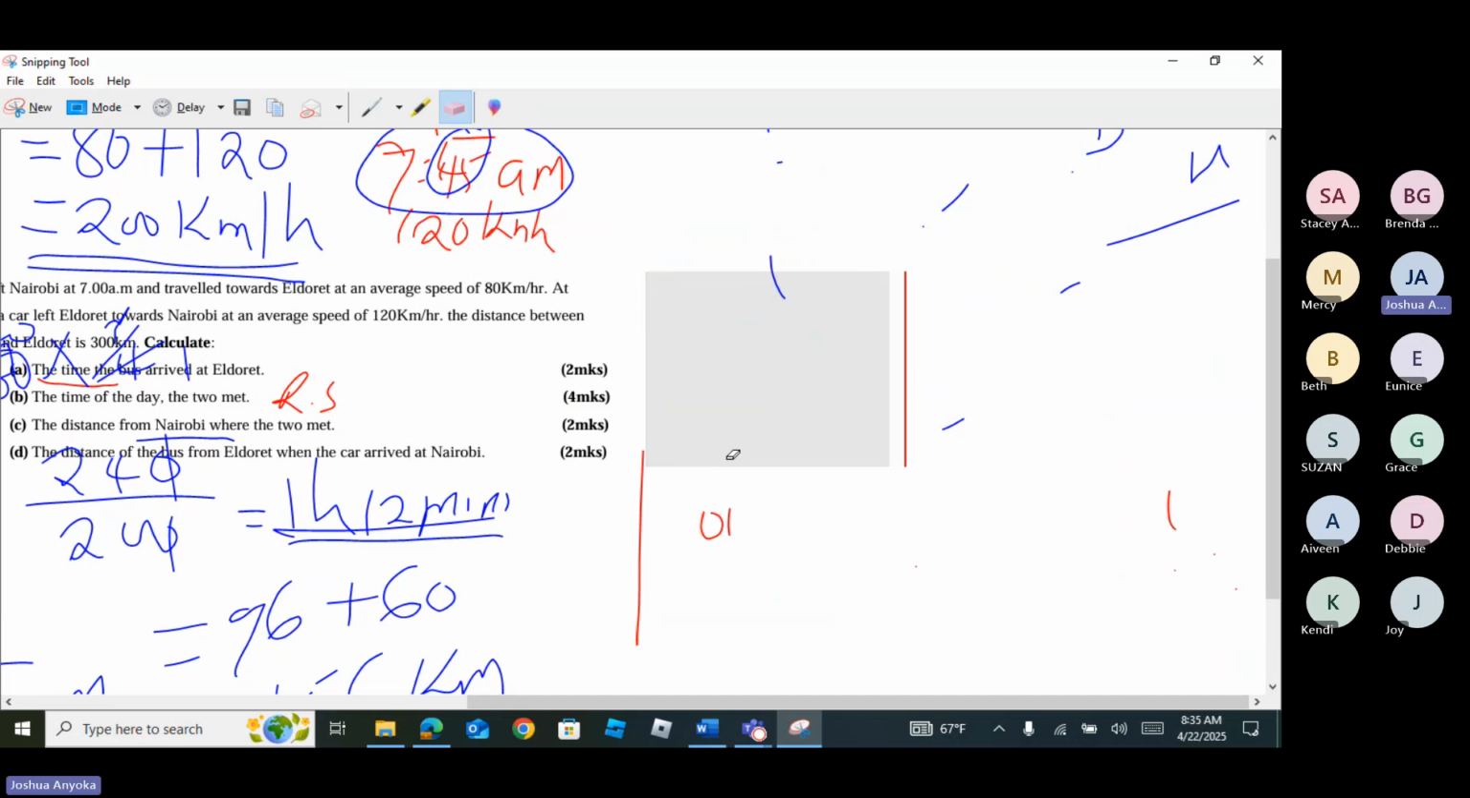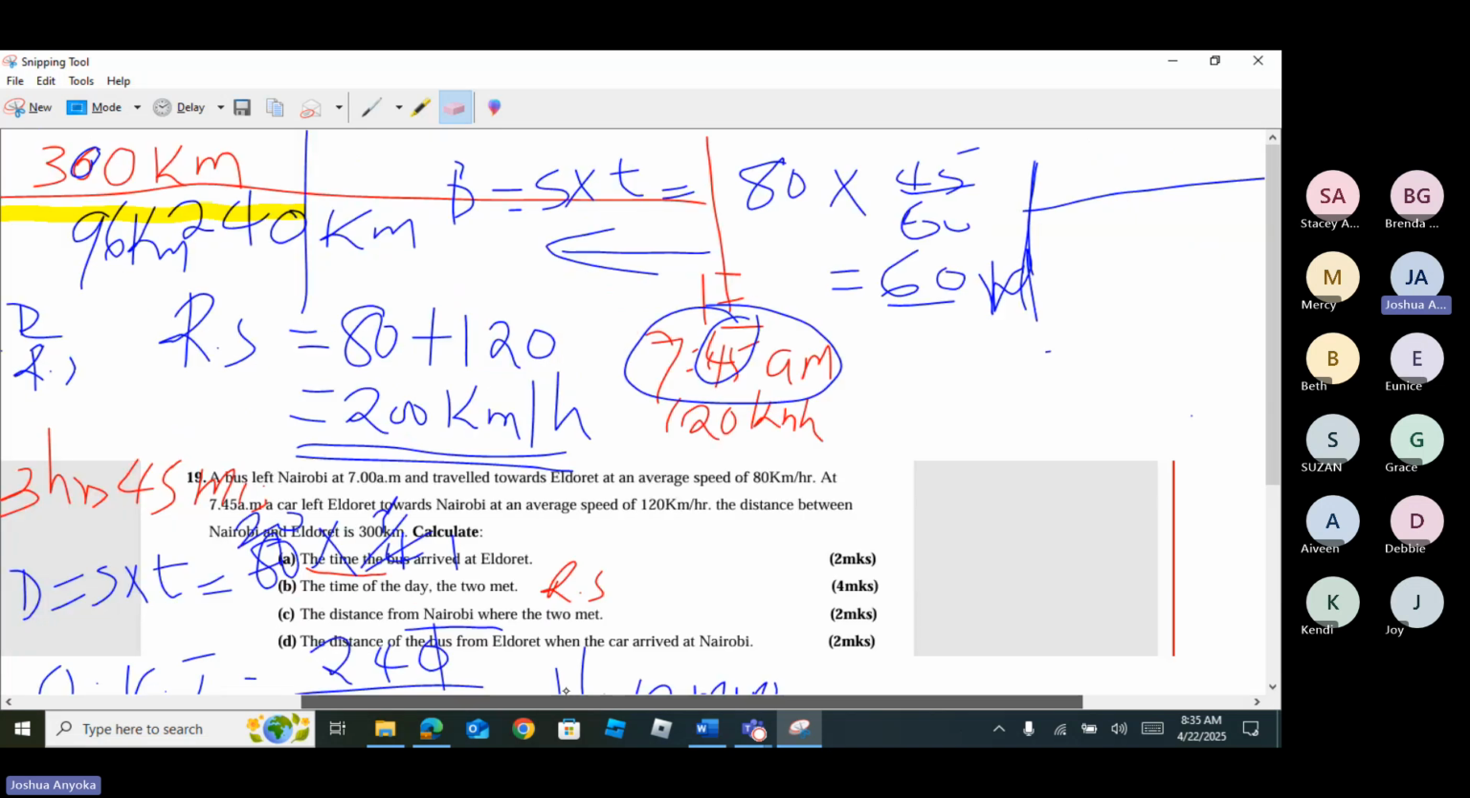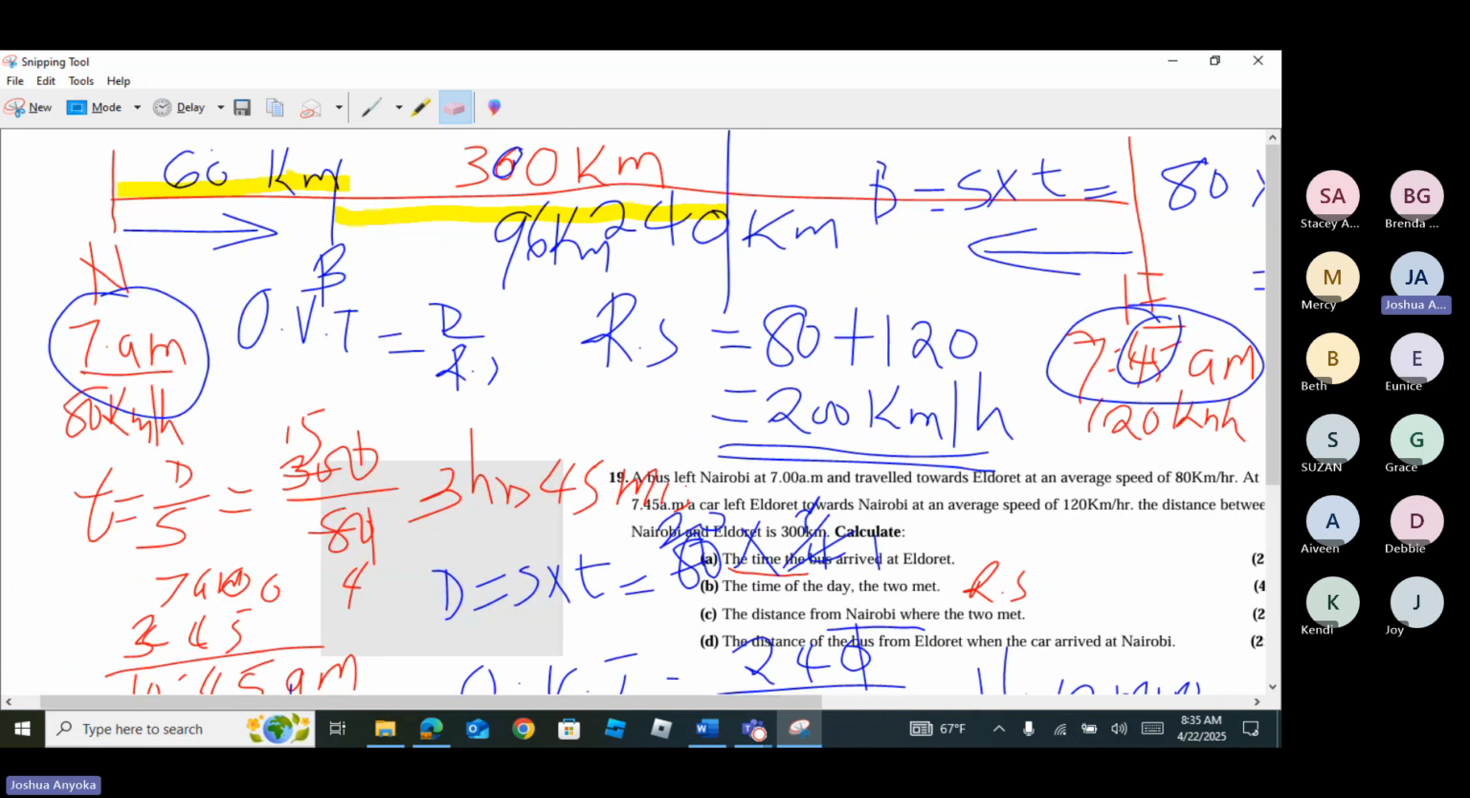Let's get back to our original diagram so that we can draw it. In our original diagram, the bus started from Nairobi at 7 a.m. It covered some distance of 60 kilometers in 45 minutes.